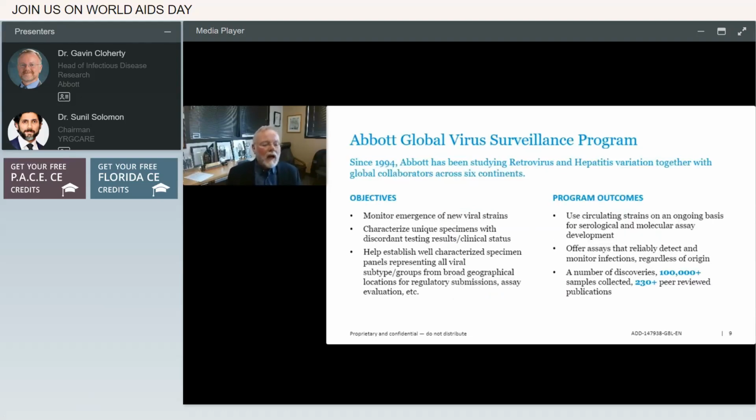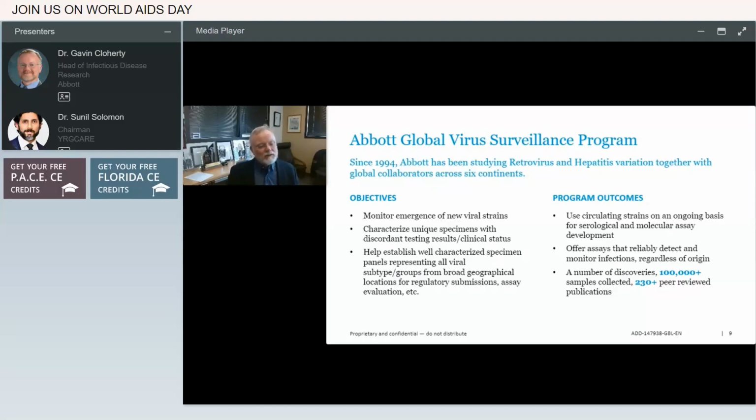With that in mind, in 1994, Abbott established its global viral surveillance program that specifically at the time focused on HIV, but other pathogens such as viral hepatitis were added over time. And this program was established to look at how the virus was evolving over time and in diverse populations around the world, to monitor for the emergence of new strains, to characterize these specimens and look for discordant diagnostic test results versus the clinical status. And it really is the bedrock and foundation of how our diagnostic tests are developed.